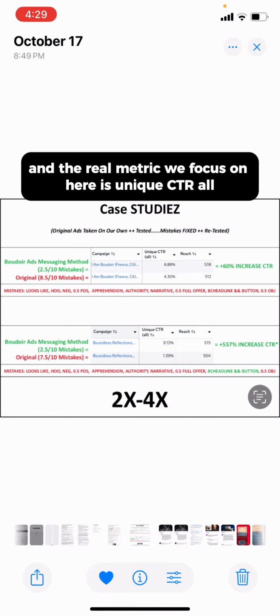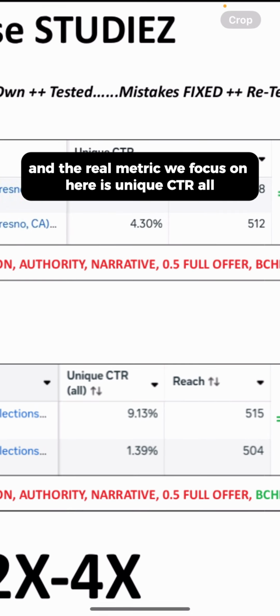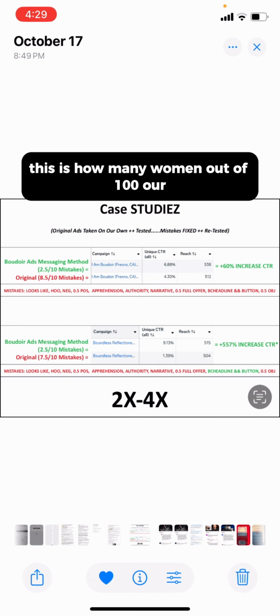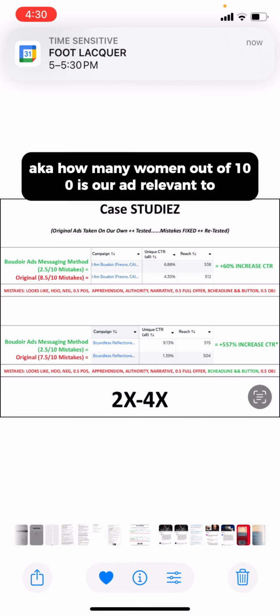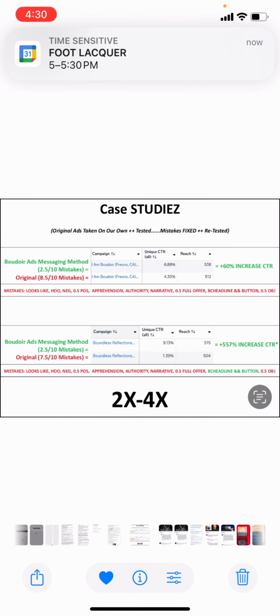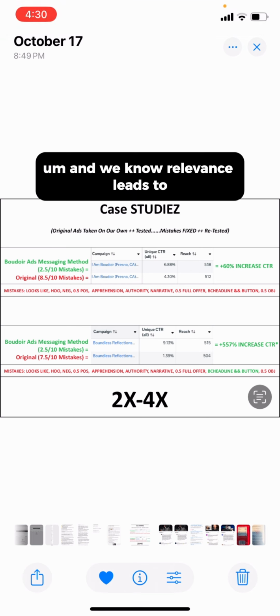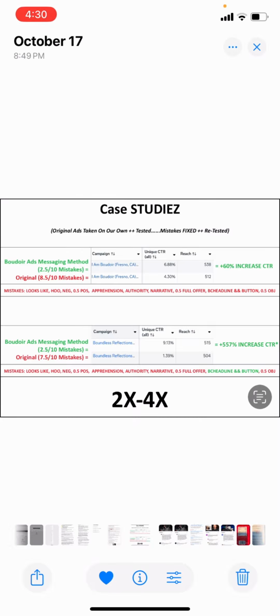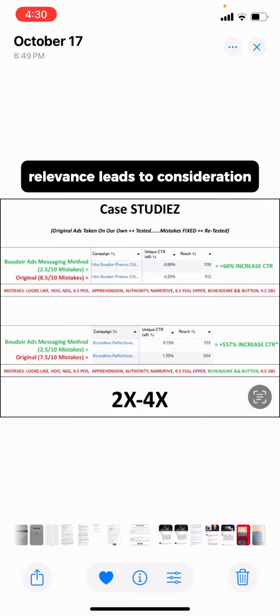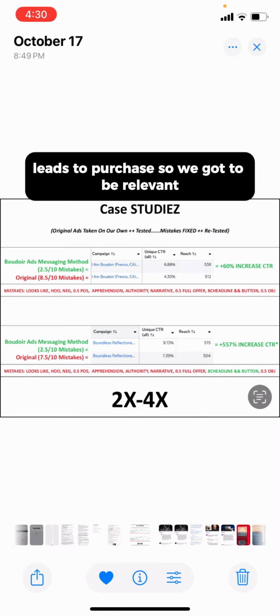And the real metric we focus on here is unique CTR all. This is how many women out of 100 are engaging with our ad, aka how many women out of 100 our ad is relevant to. It's basically our relevance score. And we know relevance leads to consideration, leads to purchase. So we've got to be relevant.